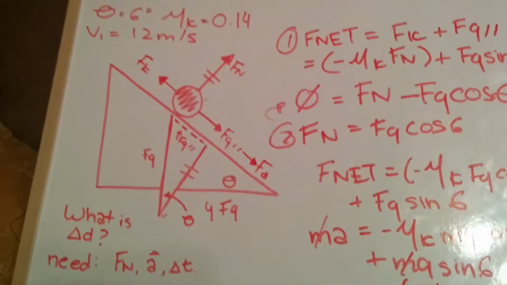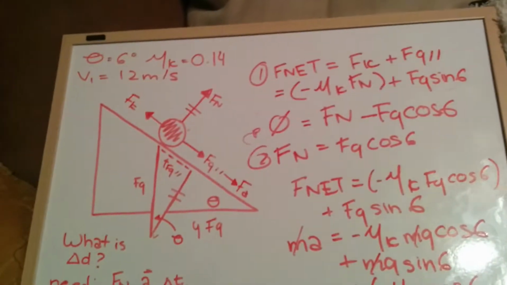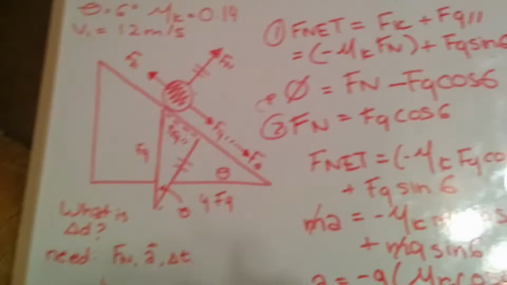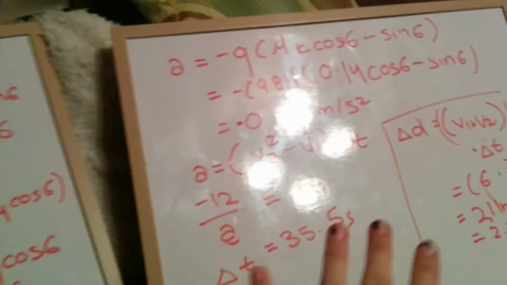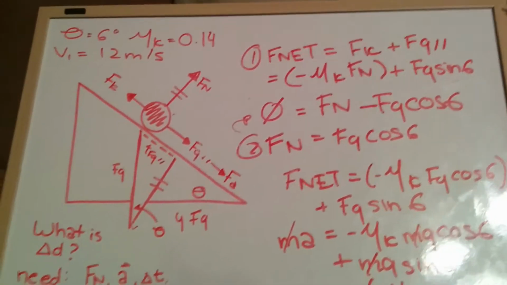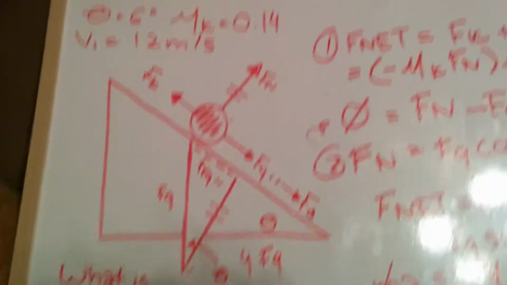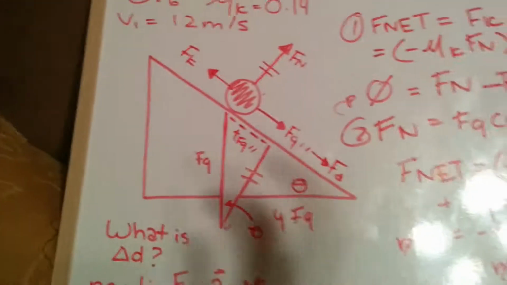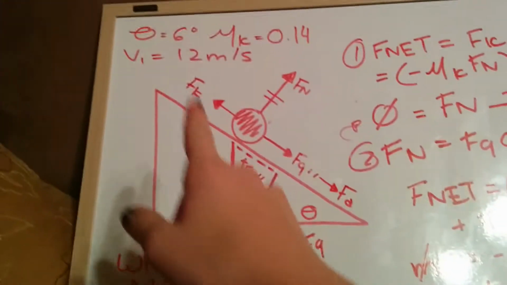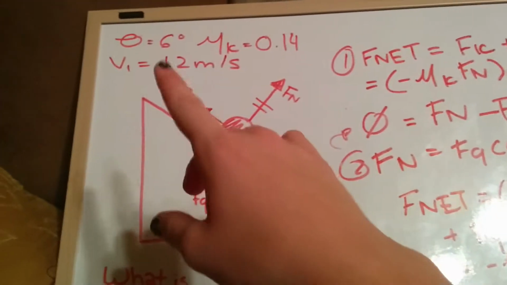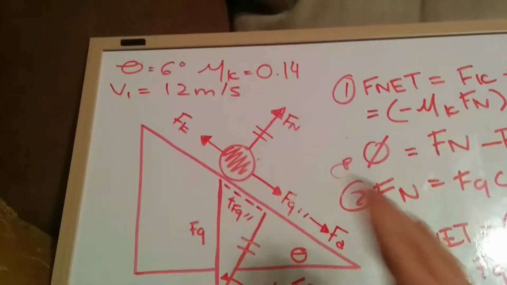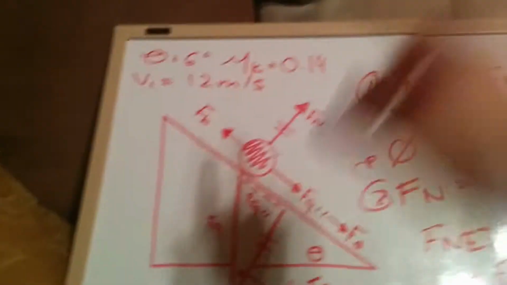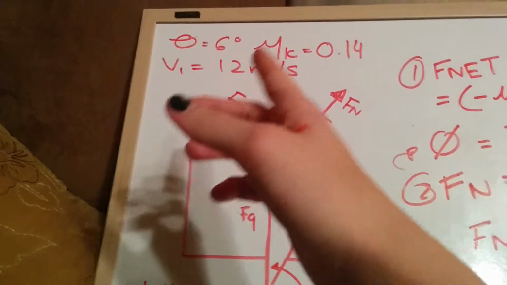Hey everybody, I'm doing question 4 on page 89, and I have completed the question itself with all the calculations, and what I'm going to do is verbally explain it. So I'd like to just establish what the question is right now. The question is asking us to find delta D when we have a sled going down a slope of 6 degrees, and what they give us is the initial velocity and the coefficient of kinetic friction.